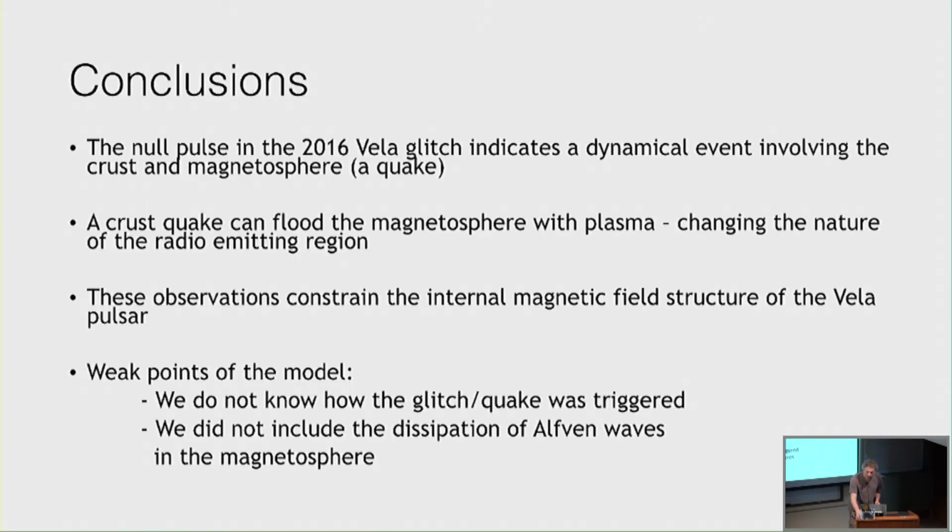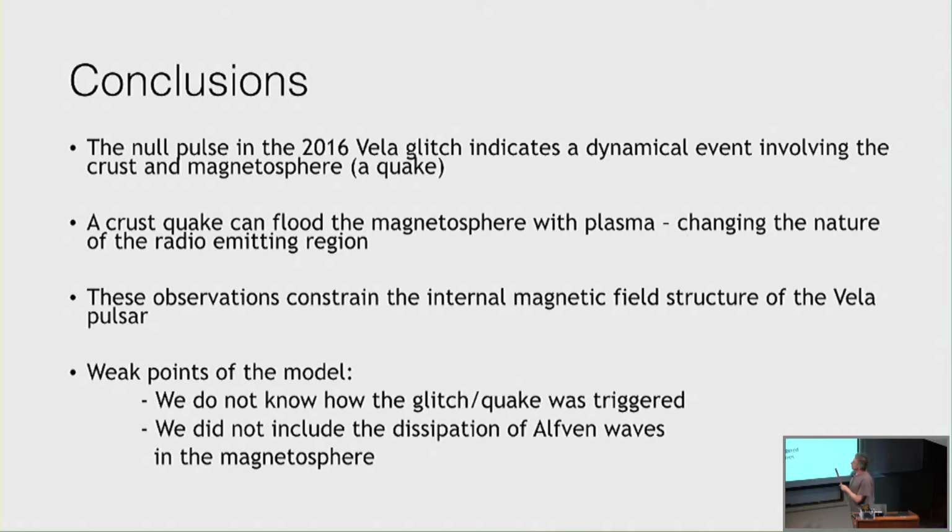Okay, so I think I should finish. The conclusion is that I think this is a remarkable event, which tells us something about the neutron star. We certainly should think about this very hard. There is a working hypothesis that we are working with, that it's a crust quake that floods the magnetosphere with plasma, etc. If you take this picture as truth, these observations do constrain the internal magnetic field structure of the Vela pulsar.